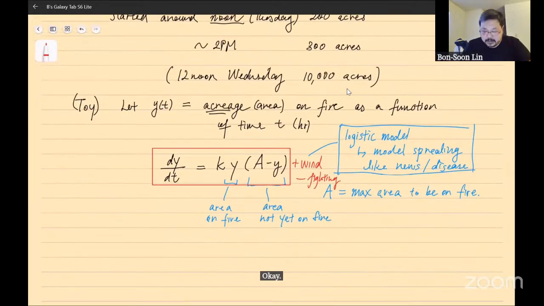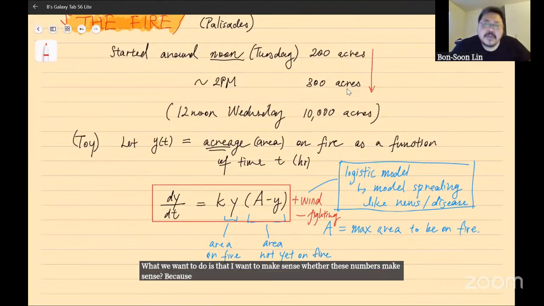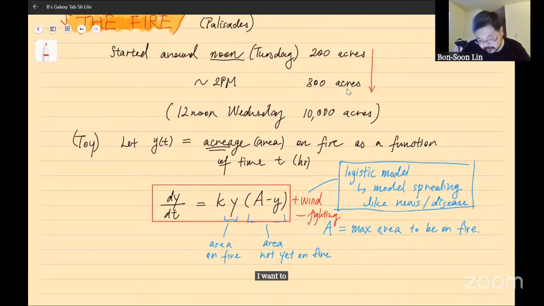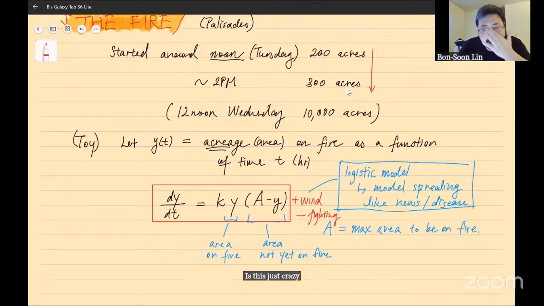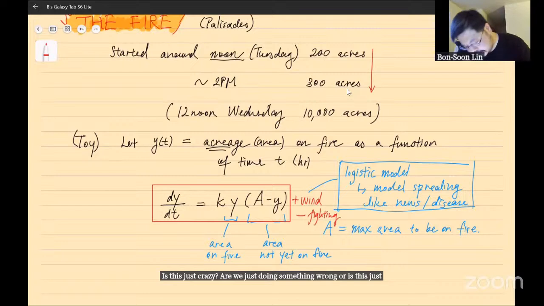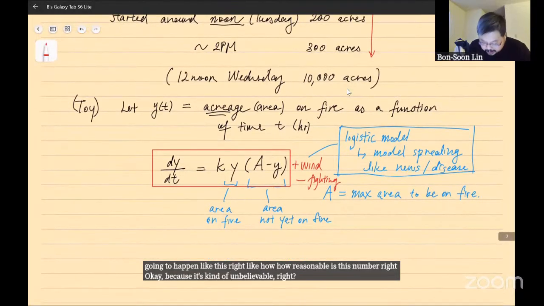Let's solve this thing. What I want to do is make sense of whether these numbers make sense, because you see the data says at noon on Tuesday, it burned 200. At 2 p.m., it burned 300, but by next day noon, it's 10,000. I want to see if this is a sensible number, right? If you're a mayor or the police chief, you want to say, wow, is this just crazy? Are we just doing something wrong? Or is this just naturally going to happen like this? How reasonable is this number? Because it's kind of unbelievable, right? Well, let's try this model, all right?